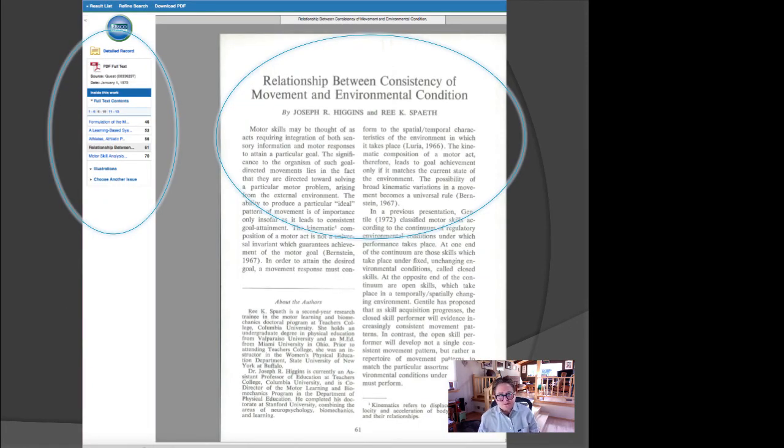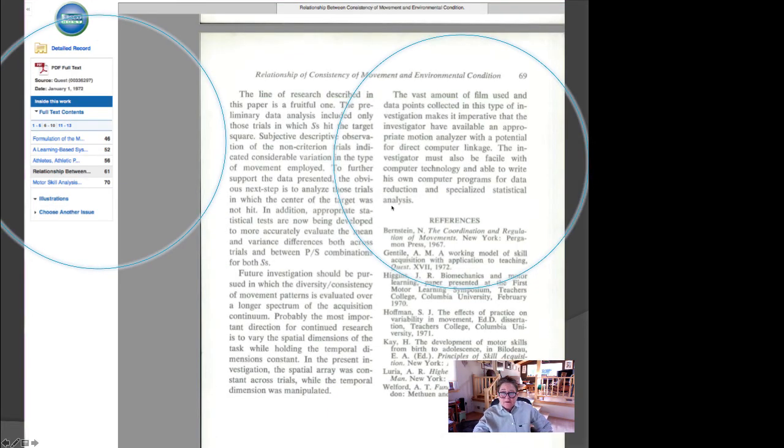So two researchers, Higgins and Spaeth, provided for us a new or a different way of looking at the environment. And what they did was they looked at whether the environment is changing or the same. And look at how the title of their paper is Relationship Between the Consistency of Movement. Does movement stay consistent and the environmental condition? In other words, closed or open skills.